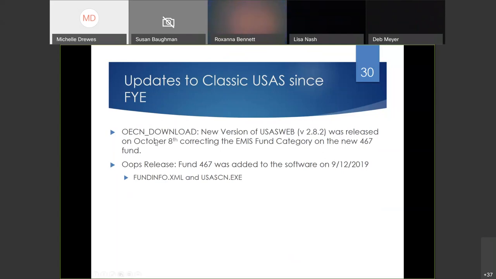And then on October 8th, we had to create a new version of USAS Web because people were having problems creating that Fund 467 in USAS Web. They could do it in a USAS account screen just fine, but they were getting an error with the EMIS fund category, and it wouldn't let them change it or create the fund. So we created a new version of USAS Web that corrected that, and that's an OECN download. Those are the only two things we have done with USAS since the fiscal year end.